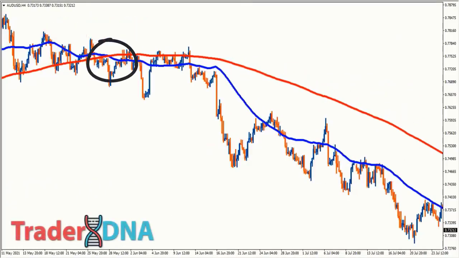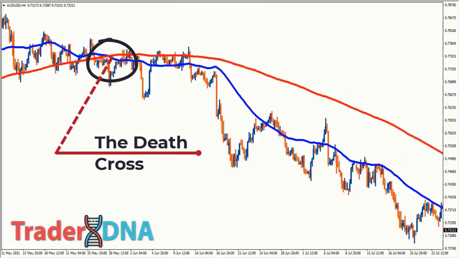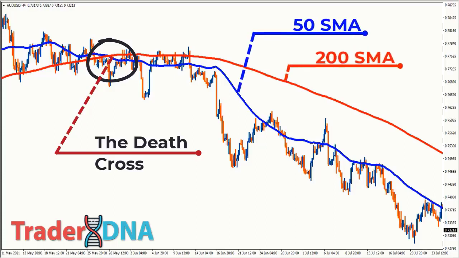This signal is known as the death cross. The death cross is a signal created by the 50-period moving average crossing through the 200-period moving average to the downside. A good golden cross and death cross trading strategy is to open trades in the direction of the cross.